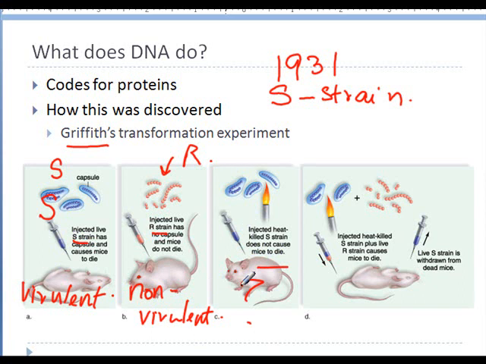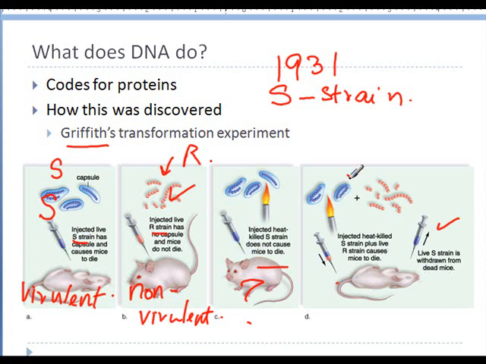Finally, he then took another combination in which he injected the mice with a mixture of heat-killed S strain and the live R strain. Now remember, the live R strain also was non-virulent. So he took a mixture of both and he injected that, and he discovered that the mice died. So he thus concluded that somehow some substance was necessary to synthesize the capsule, and therefore the virulent nature appeared, and somehow the virulent nature was passed from the dead S strain to the living R strain.